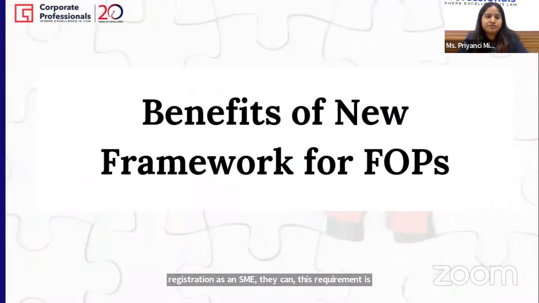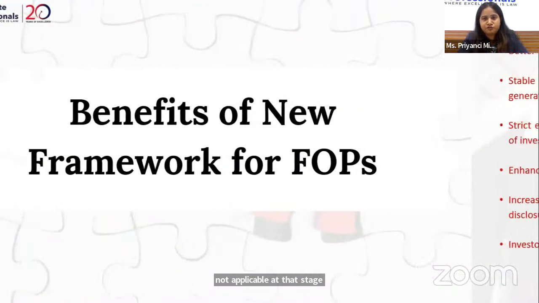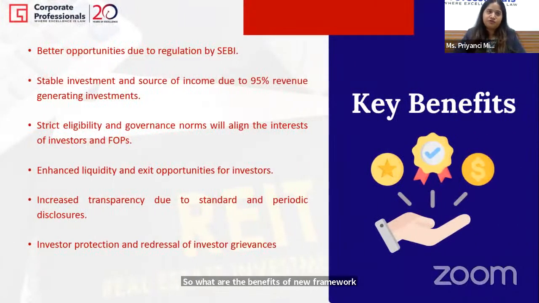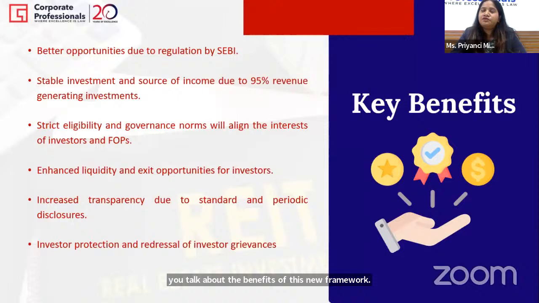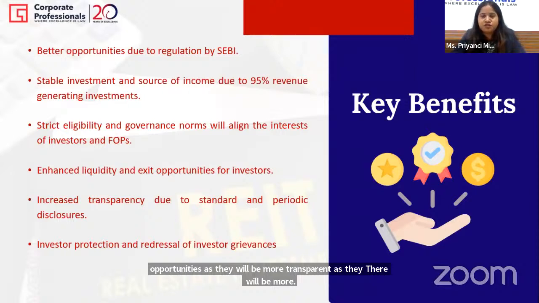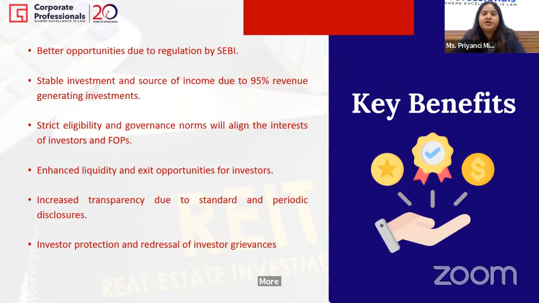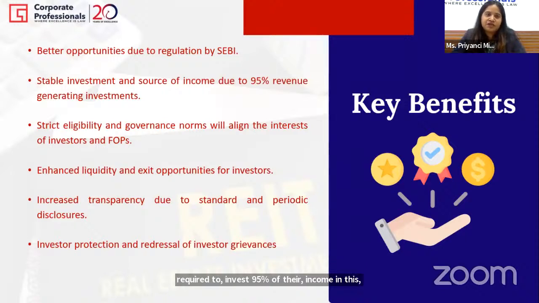So what are the benefits of the new framework for FOPs? What I believe is, since SEBI will be regulating these FOPs now, there will be much better opportunities, as they will be more transparent and more known by the general public. Also, since they are required to invest 95% of their income in revenue generating properties, investors can expect a stable investment and a stable source of income. Strict eligibility and governance norms will align the interest of investors and FOPs, since there will be more transparency.